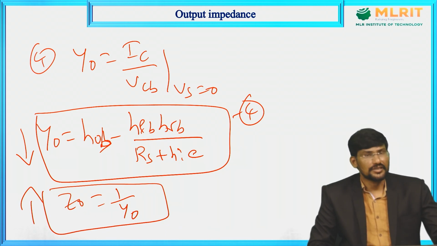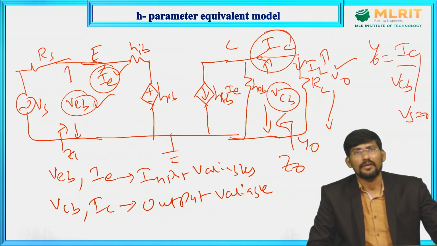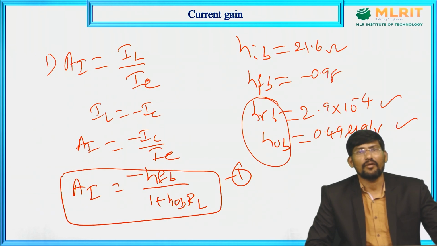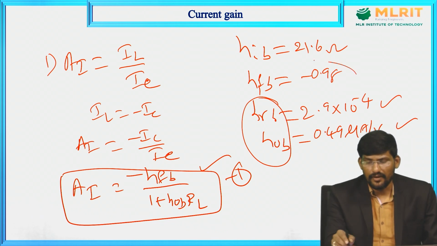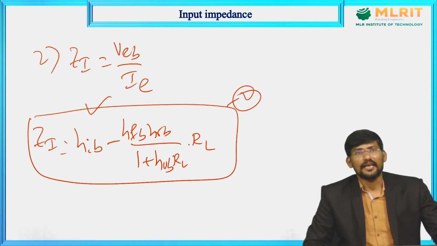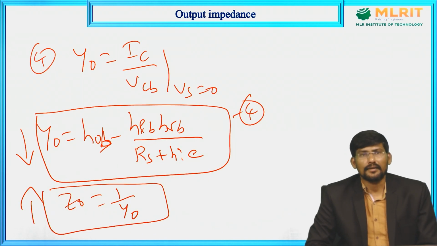So what are the characteristics of this common base amplifier? The input impedance is very low, output impedance is very high, the voltage gain is high, and the current gain is approximately unity, because it is minus HFB divided by 1 plus H0B into RL, and minus HFB value is around 0.98. So the current gain is almost unity, voltage gain is high, input impedance is low, and output impedance is very high. Therefore, in practical applications, the common base amplifier will act as a voltage amplifier. It cannot be used as a current amplifier.